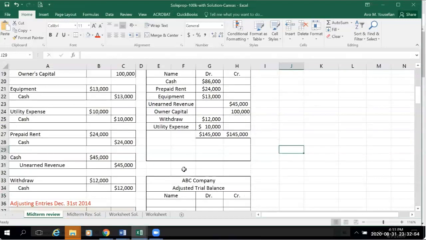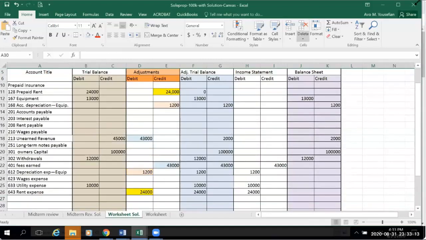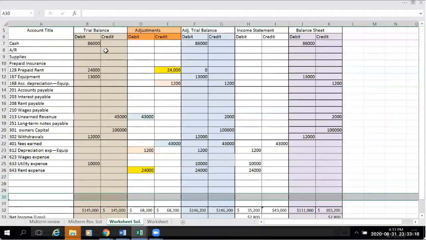because there are so many adjustments possibly. So what you do, you go to the worksheet and you transfer all those information into here. You see the worksheet? You transfer all the information into here. So I have the solution already here. I transferred all the information into here. As you see, cash, prepaid rent, equipment, unearned revenue. This is the trial balance that I was just preparing. And the total is 145, 145.